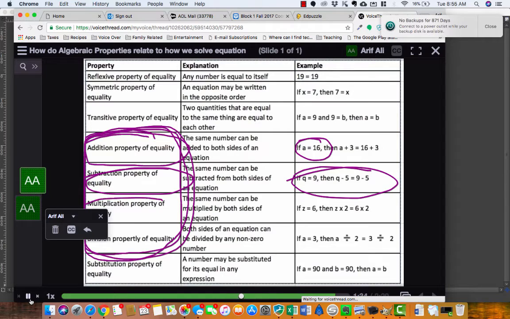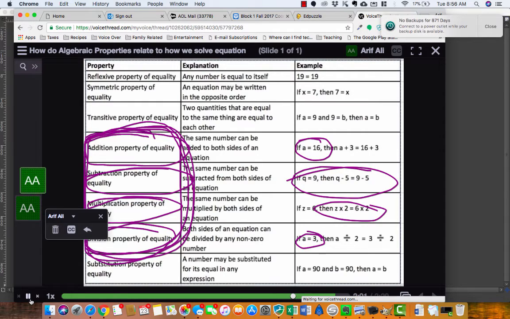Same thing for the multiplication property. That allows you to do what to both sides of an equation? Right, multiply both sides by the same number, in this case 2. Okay? And the division property of equality allows you to divide both sides of an equation by the same number, in this case 2. So there you have it. Here are 4 properties, algebraic properties, that we use almost every day when we solve equations.